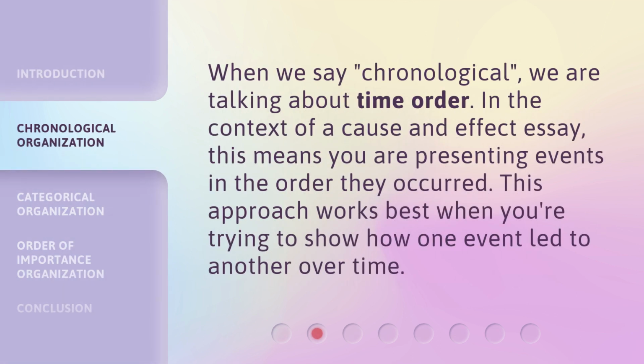When we say chronological, we are talking about time order. In the context of a cause and effect essay, this means you are presenting events in the order they occurred. This approach works best when you're trying to show how one event led to another over time.